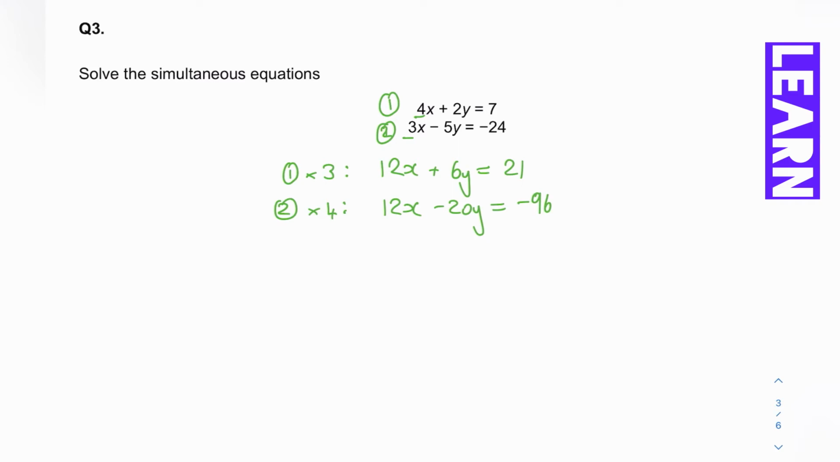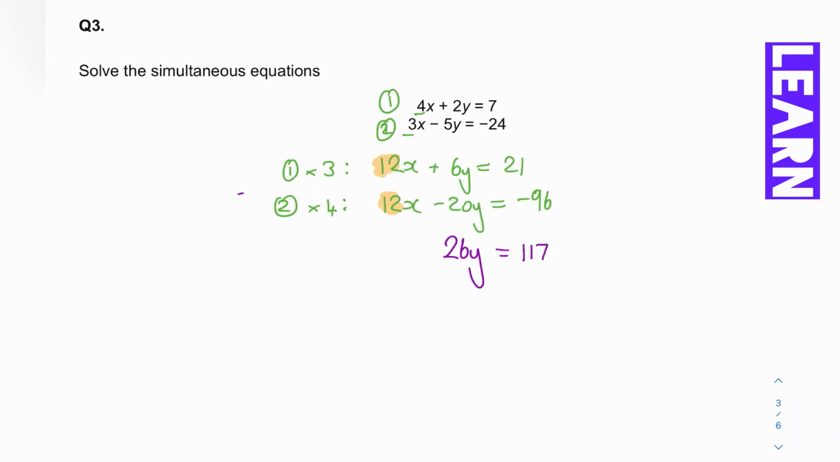Now I've made my coefficient in front of the x the same. I follow the same steps as what I've done on the previous 2 questions. So I have a look at the signs. Because they're the same, we're going to subtract our equations from each other. 12x subtract 12x is 0. 6y subtract negative 20y is 26y. 21 subtract negative 96 is equal to 117. Now we just divide through by 26 and we get our answer 4.5.